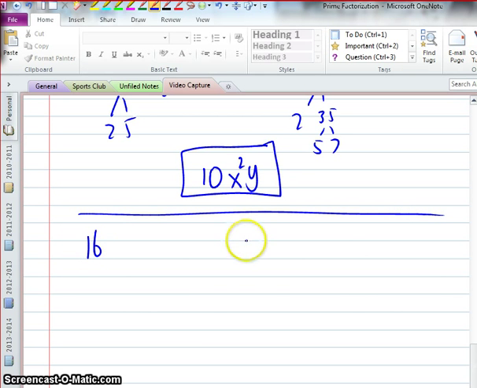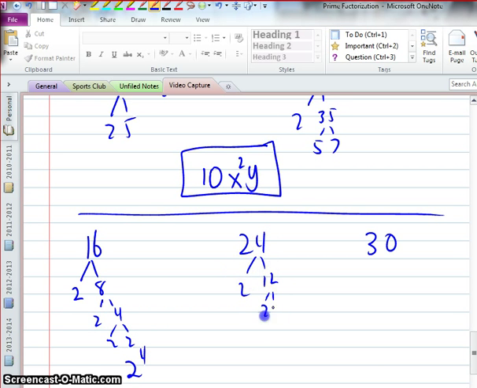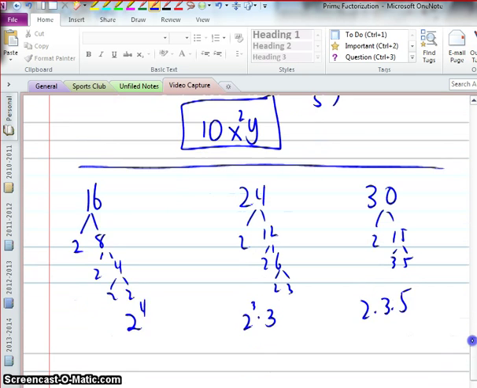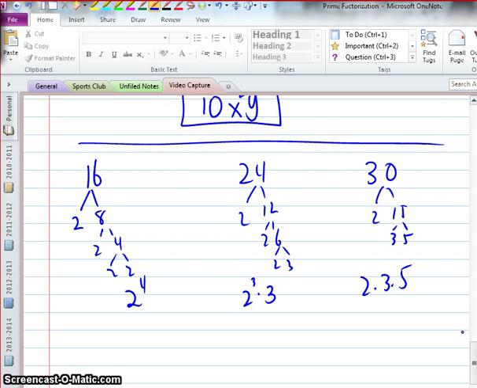You can also have the GCF of 3 numbers. 16, we did this one already, is 2 to the 4th power. 24 is 2 cubed times 3. And 30 is going to be 2 times 3 times 5. So look at the bases. What is the only base they have in common? I believe it's a 2. The most number of times it occurs? Once. 2 is the GCF between 16, 24, and 30. Alright, from here we'll go on.